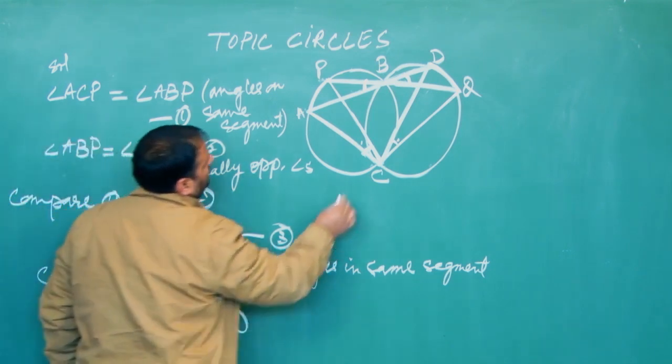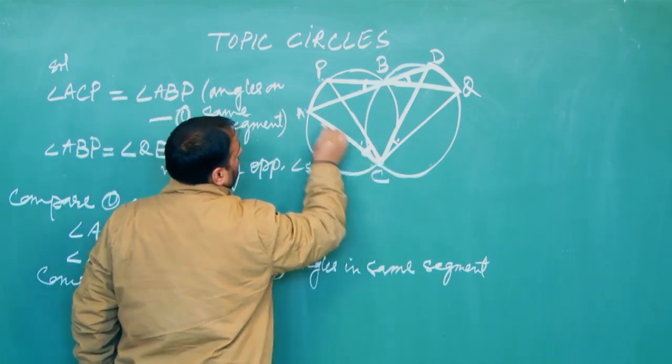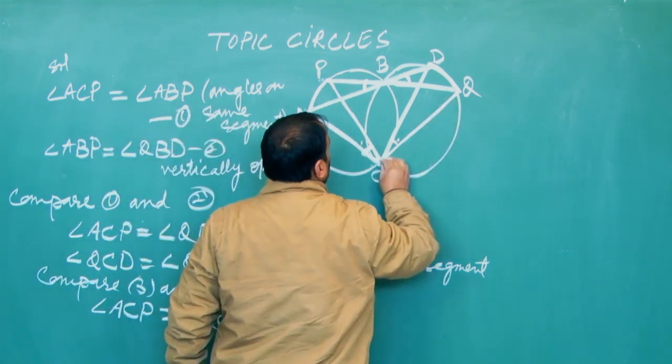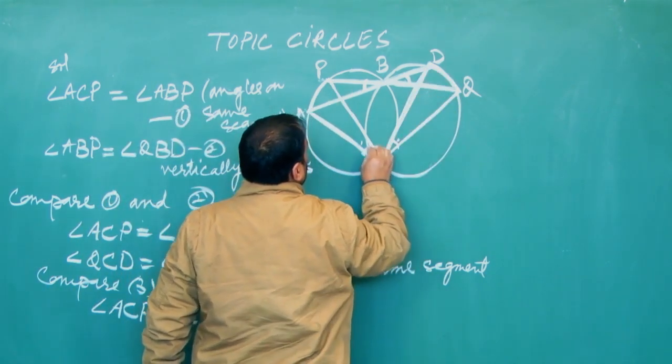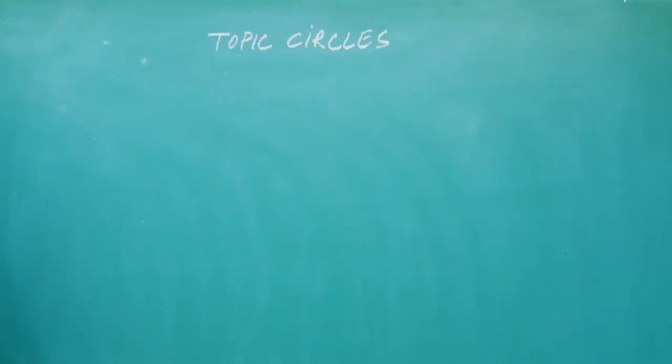So, angle ACD is this one angle, ACP is this angle, and QCD is that angle. These two angles are equal. And hope that you understood that question.